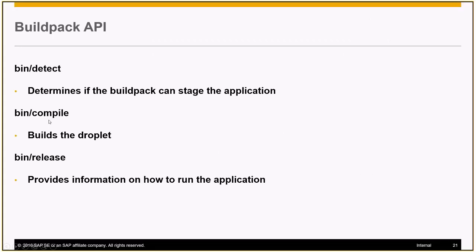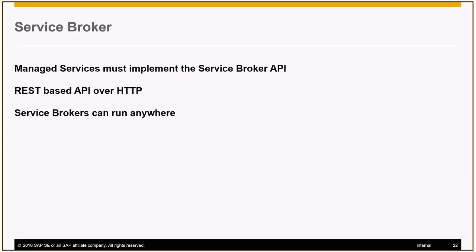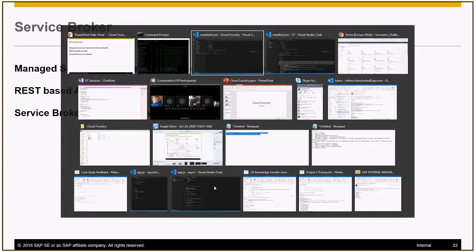So that's the first one, to detect whether it can build, and then it does the compile. That's where it actually builds the droplet. And then it does a release, like how can I run this application, right? So different applications have commands that need to be run to start the application. So the bin/release creates a YAML file with information on how to run the application. So that's the Buildpack.